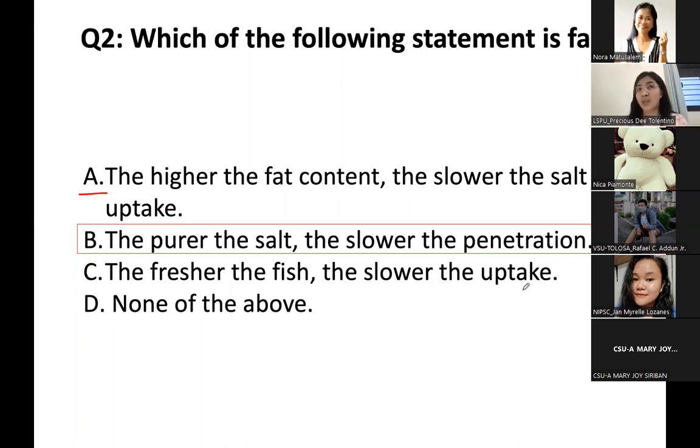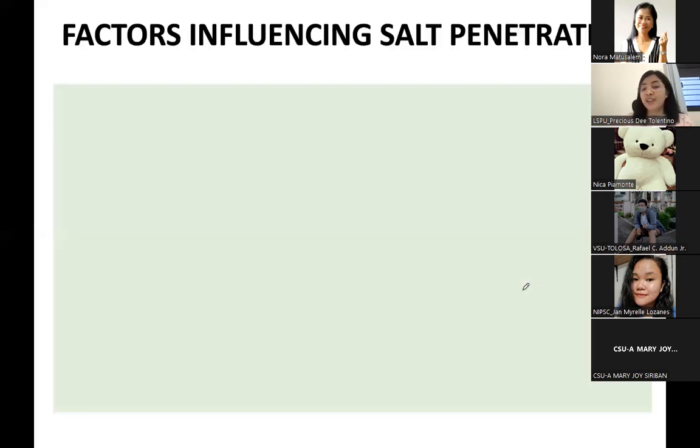Yan, for the letter C, the fresher the fish, the slower the uptake. That is true. Kasi syempre, firm pa yung mga muscle. Mahirap mag-penetrate yung fish. Unlike sa mga spoiled fishes na open na yung mga area where salt can penetrate. Okay, so these are the factors influencing salt penetration.